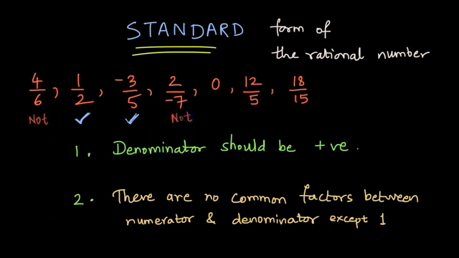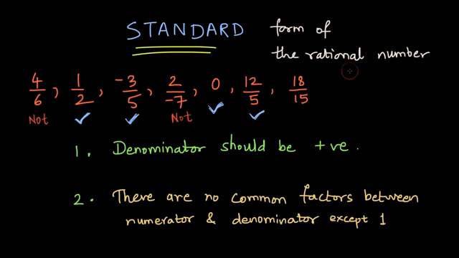What about 0? Now 0 can be written as 0 by 1. We do not write divided by 1 since this is a whole number, and so we can assume that the denominator is positive and then there is no common factor between 0 and 1 other than 1, and therefore 0 is also in the standard form. What about 12 by 5? Now since 5 is a positive number, denominator is positive and there are no common factors between 12 and 5. So this is also in the standard form.